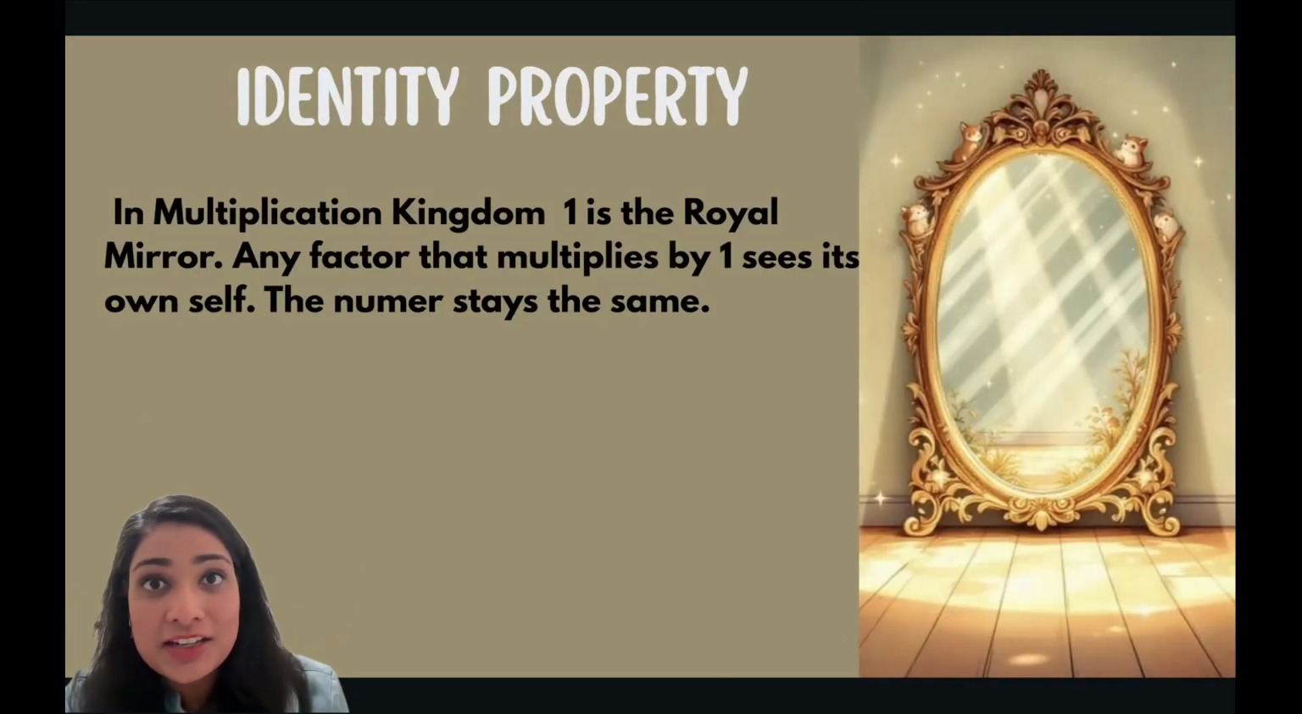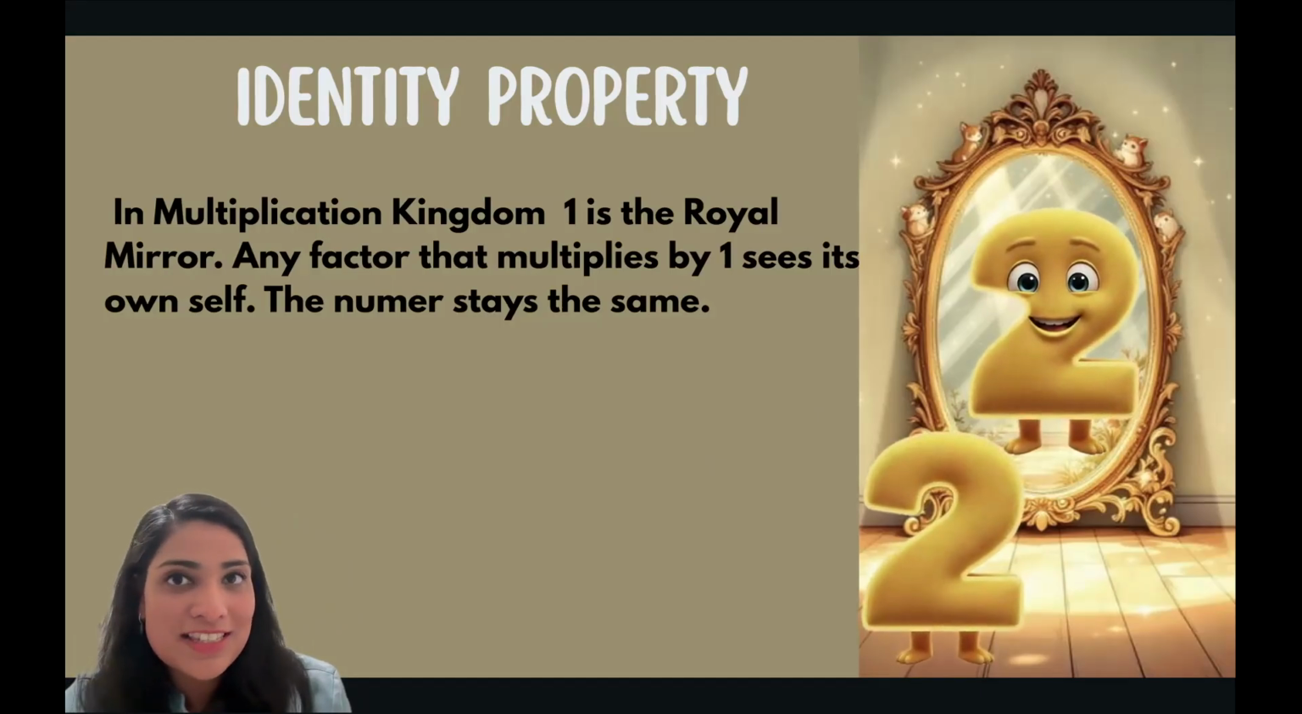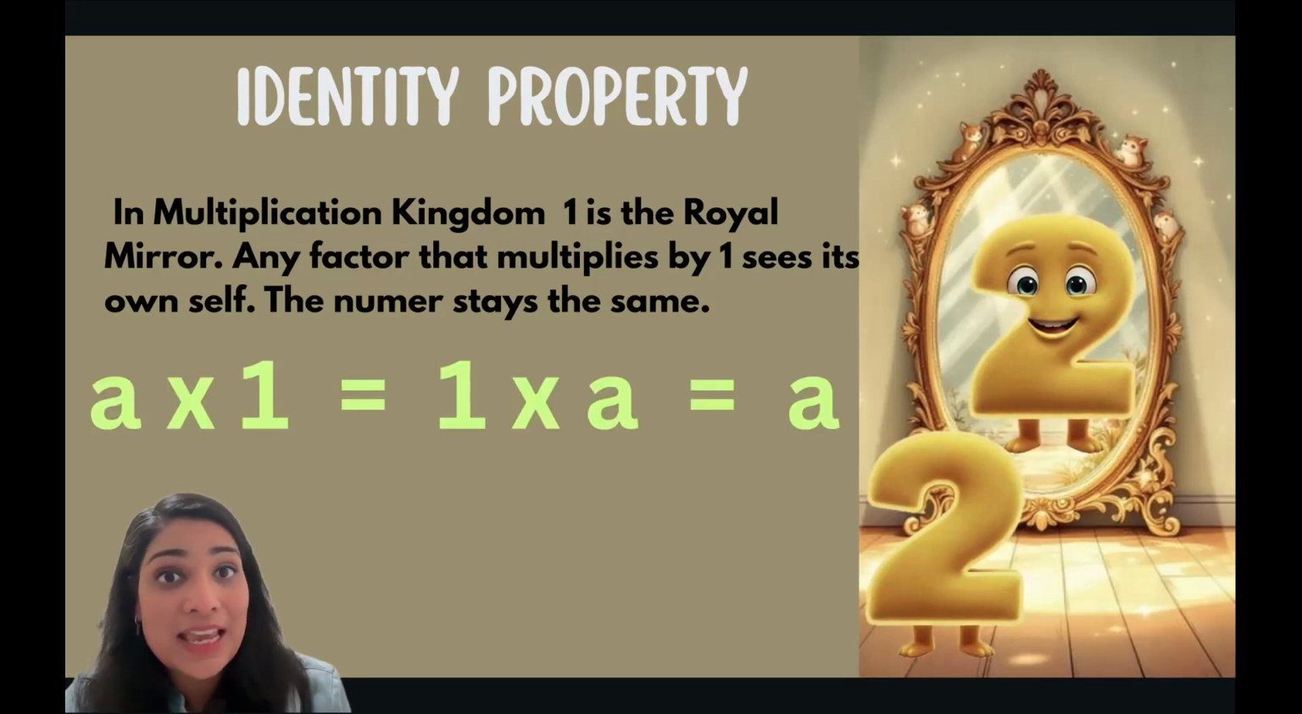In multiplication kingdom, 1 is the royal mirror. Any factor that multiplies by 1 sees its own self. The number stays the same. Say if number is a, a times 1 will be same as 1 times a will be same as a.